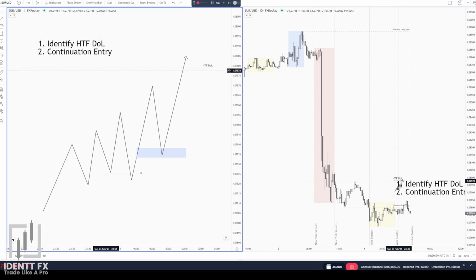The first step we're going to do is identify the higher time frame draw on liquidity. Now, identifying the draw on liquidity can be pretty difficult, but it's basically based on liquidity and imbalance. And for me personally, I identify my draw on liquidity based on some of the refined ICT concepts.